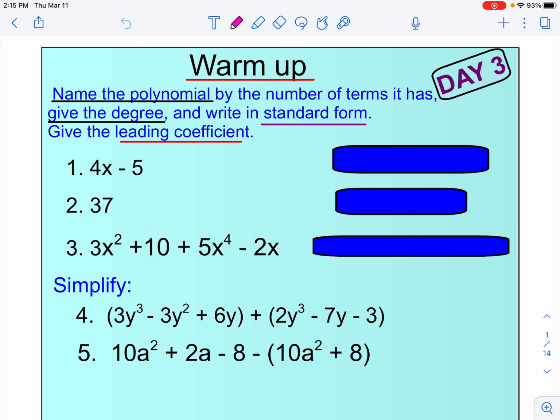Chapter 7, this is day 3, and we are going to work on multiplying polynomials today, but I'd like you to start with this warm-up for review. I would like you to try these problems, and then if you can, pause the video, and I'd like you to check your work and correct your work using the notes posted.